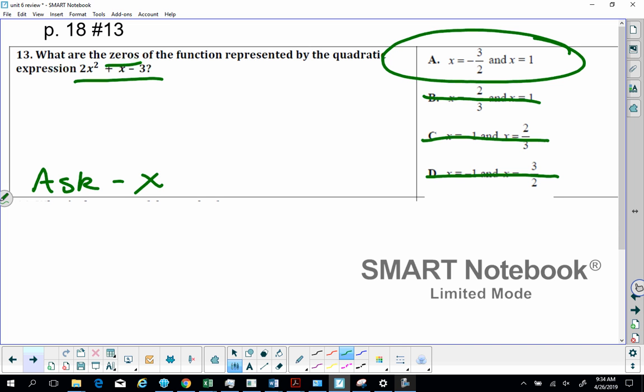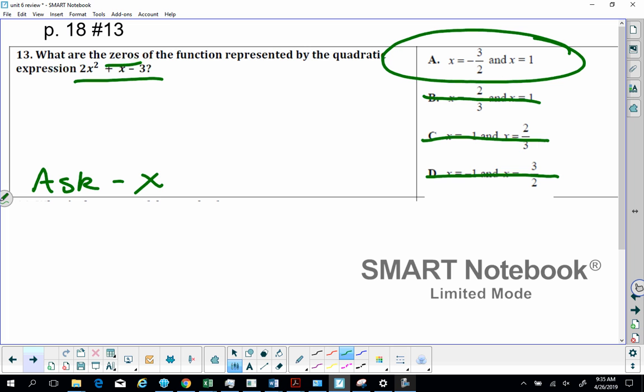Does that make sense? The only reason that I showed you how to do ask X is normally in your table, you can't see these fractions. So ask X, you can just type in your different answer choices. Does ask X make sense to everybody?